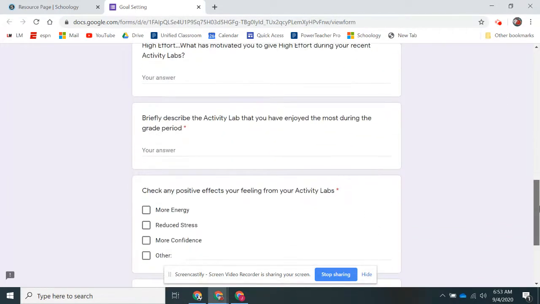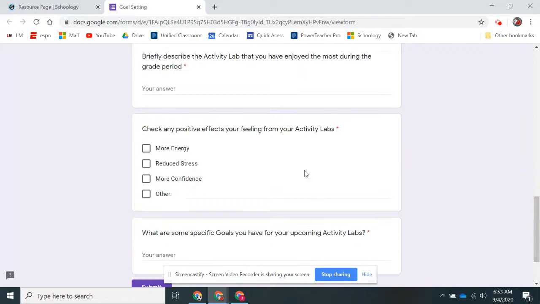Then it's going to ask you to briefly describe, over the grade period, over the hybrid cycle, what was the most enjoyable, or what are some activity labs that you enjoyed the most? And you can just write that out there. It's a good way to reflect back and see if that's something you might want to do in the future.